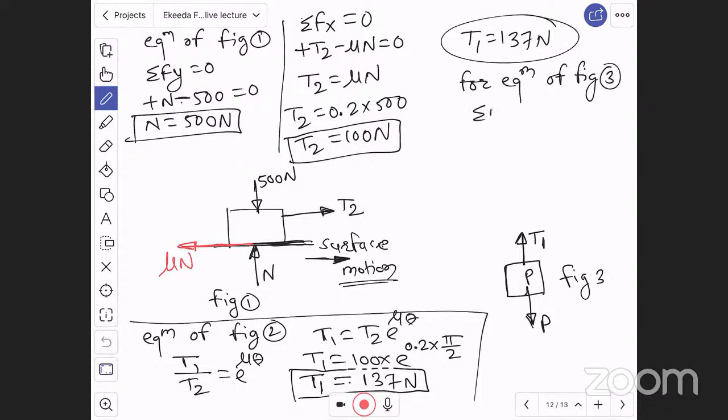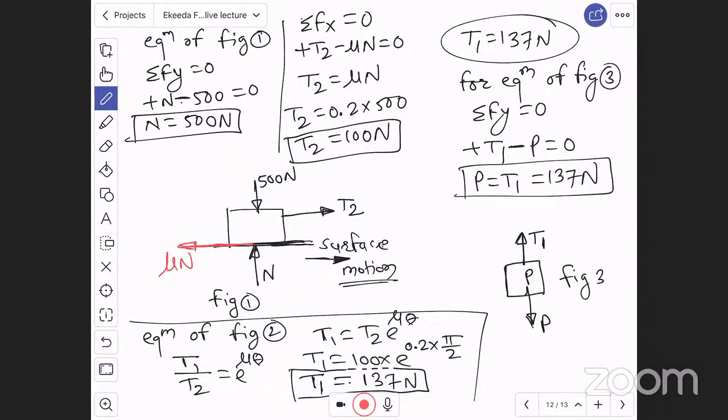Can I write summation of forces along y direction is equal to 0? Now upward is positive. Therefore, here T1 is positive for figure 3, plus T1. And self-weight P is going in downward direction, therefore minus P is equal to 0. Therefore, P is equal to T1, which is nothing but 137 Newton. The question is to find the force P, which is 137 Newton. Your answer for this question is 137 Newton.